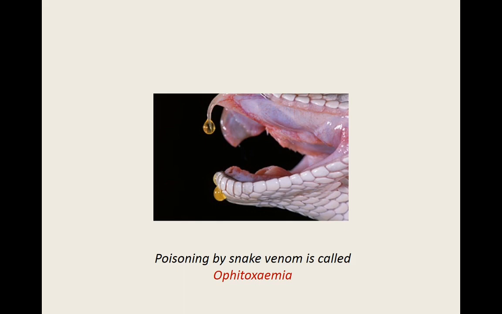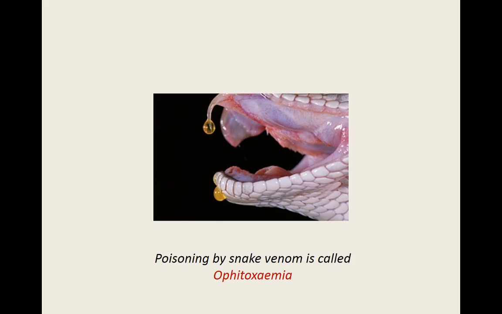One thing I forgot to mention: if at all you want to wrap the limb, there's a special bandage called a Sutherland wrap which can be used. The entire bitten limb is wrapped in that bandage, along with a splint. That bandage should be neither too tight nor too loose. You should be able to admit a finger underneath the bandage. It's like an elastic bandage.